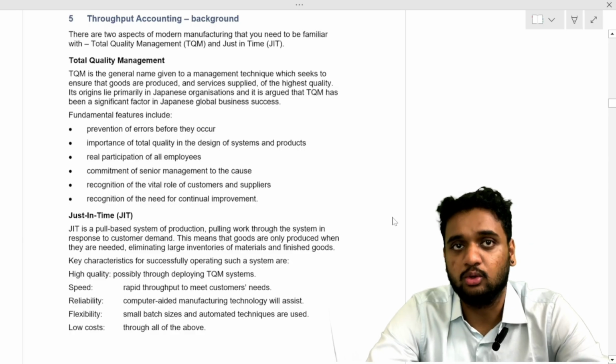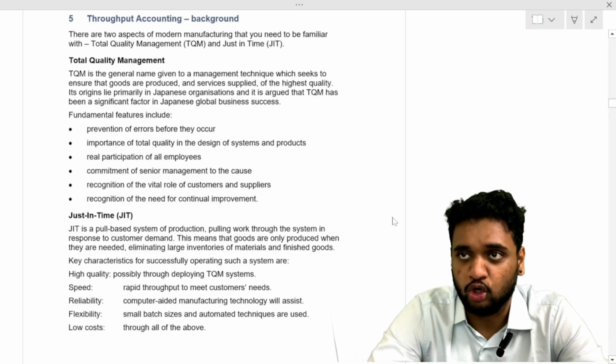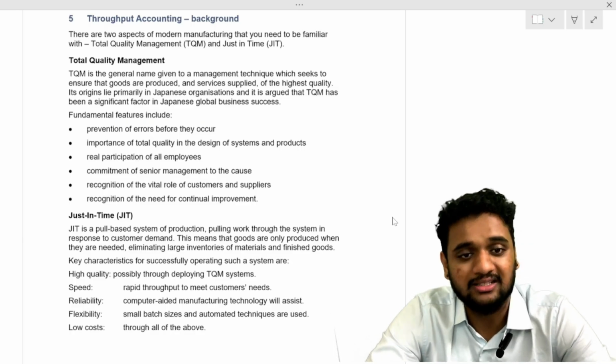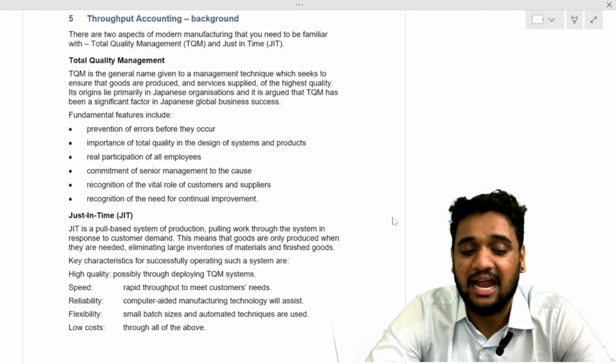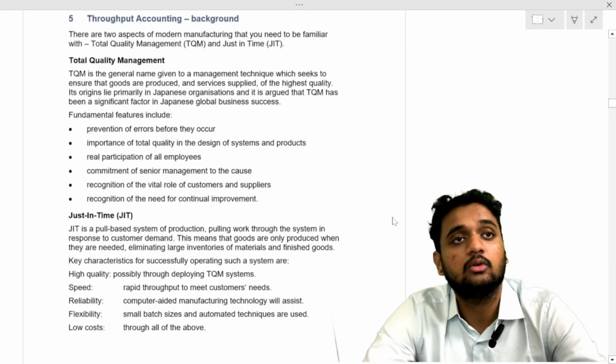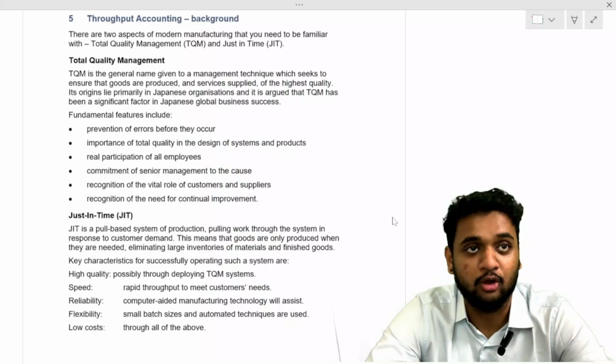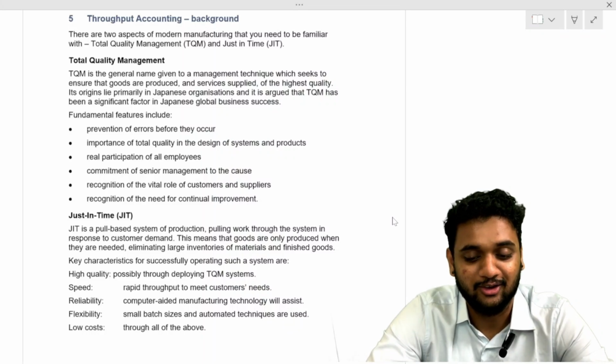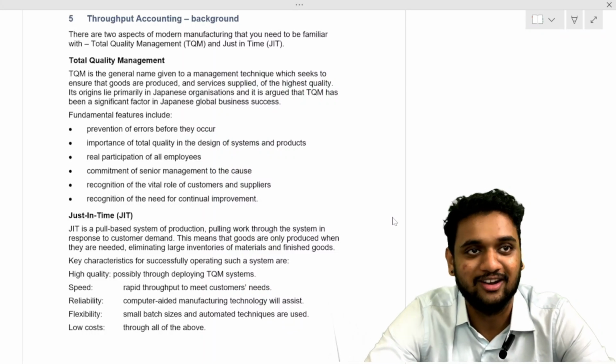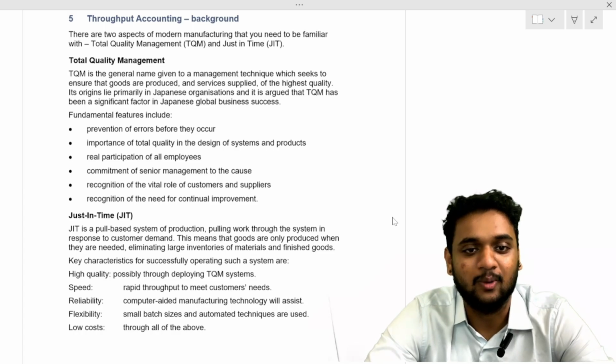Before proceeding to throughput accounting, you need to know two concepts called total quality management and just in time. What are they? You already know. We'll know now whether you know or not. Tell, what do you mean by total quality management?